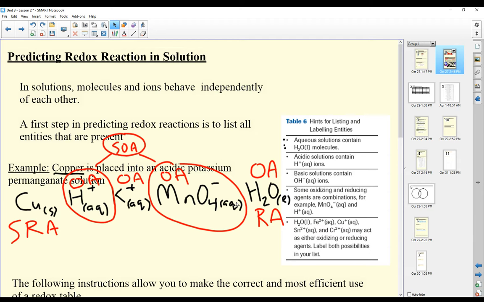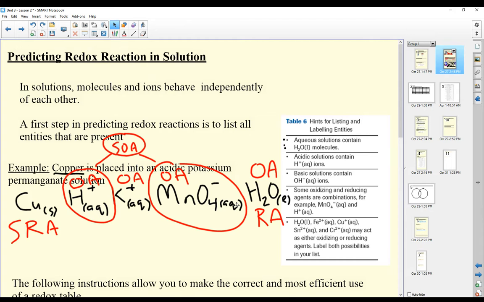So we have a few oxidizing agents, mostly oxidizing agents, and we need to find out which is going to be our strongest oxidizing agent. We already know it's H plus and MnO4. Not likely will it be H2O. H2O is very middle of the road, so it usually doesn't want to get involved. Usually it will be our H plus and MnO4 or our K plus.